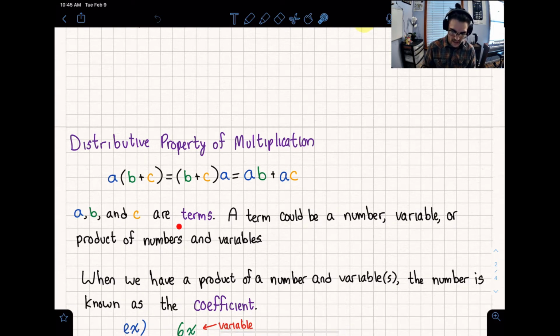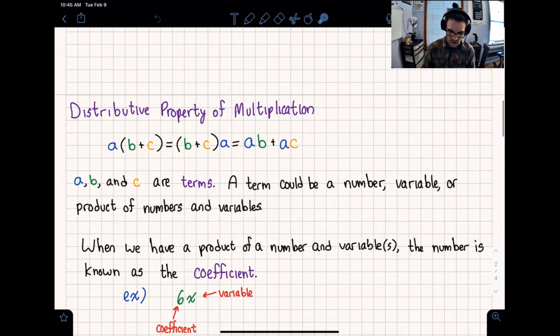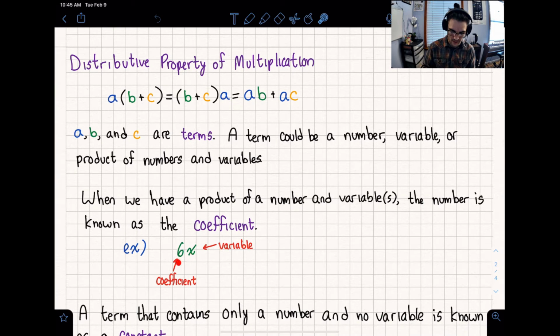A, B, and C are all terms. A term could be a number, a variable, or a product of numbers and variables. When we talk about expressions, term is the word we use when we talk about the number or the variable, or the product of a number and a variable inside of an expression. So here is an example of a term.